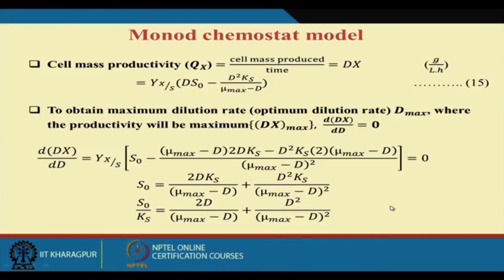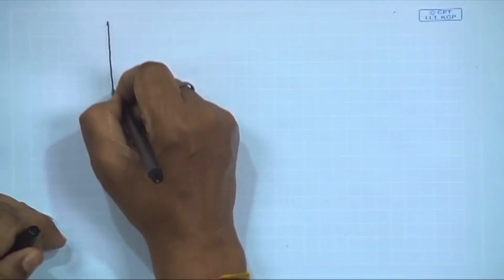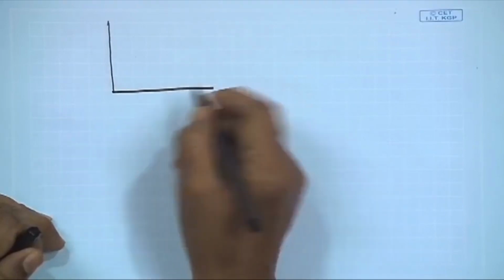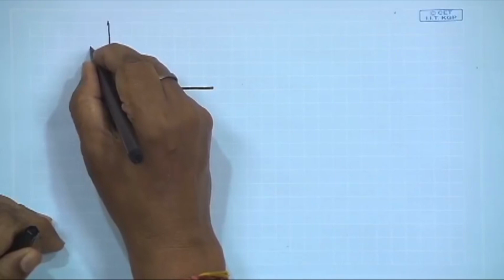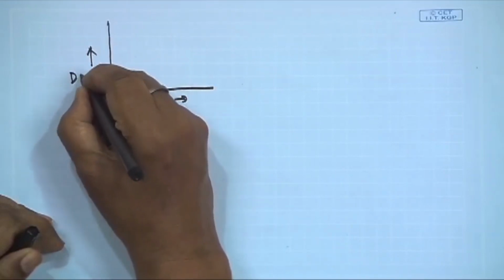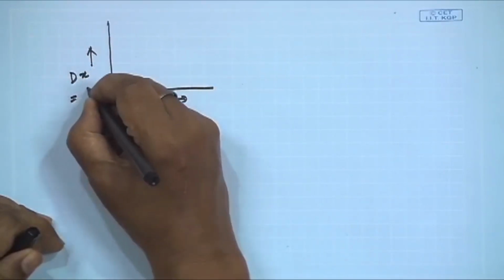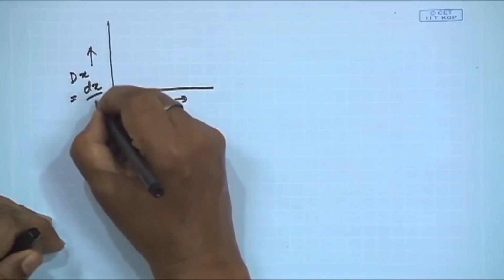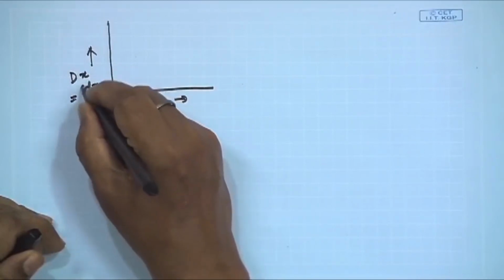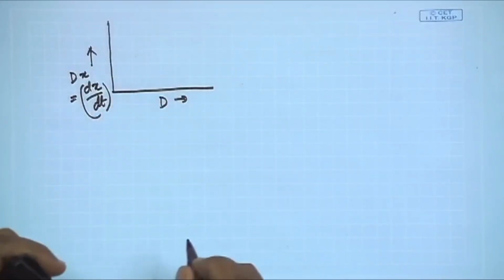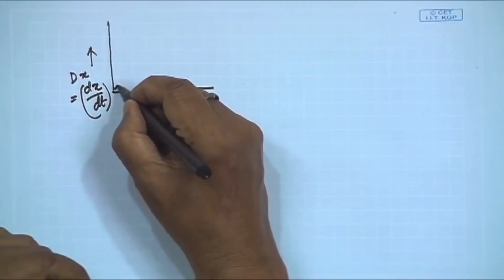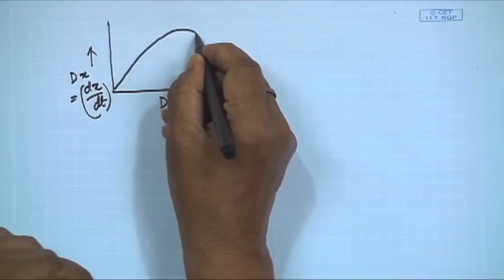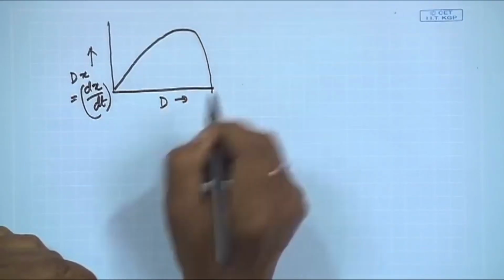First, let me show you how you can calculate the Dmax. The Dmax is considered the dilution rate at which we get the maximum rate of cell mass production. This is equal to D times X, which, as I showed you before, is nothing but dX by dt. What is dX by dt? It is the rate of growth of the cells. Now, this will grow like this, and this will come down like this.